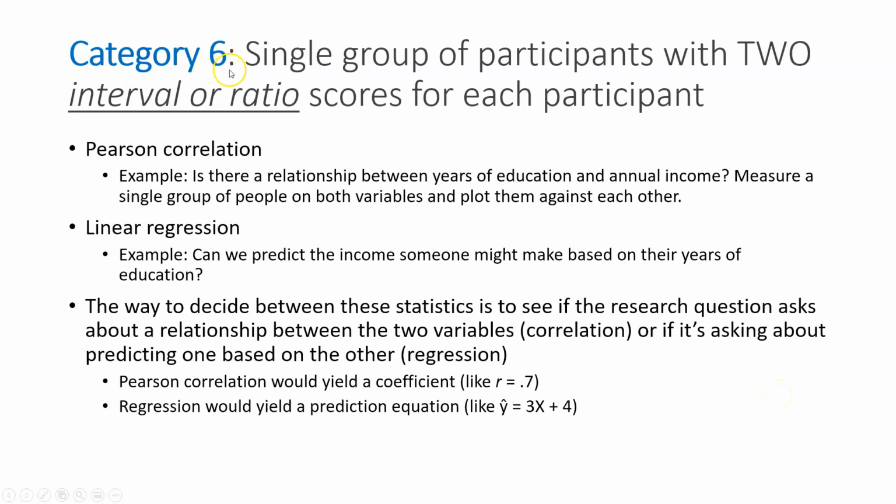Your category 6 statistics are when you have a single group of participants, but you've measured each person on 2 number line scales. Here you do a Pearson correlation or a linear regression or both. A Pearson correlation, an example of that is, is there a relationship between the years of education that you have and your annual income? You might measure a single group of people on both of those variables and then plot them against each other and use an R, a Pearson correlation statistic is R, to see what is the strength of the relationship between those 2 variables.